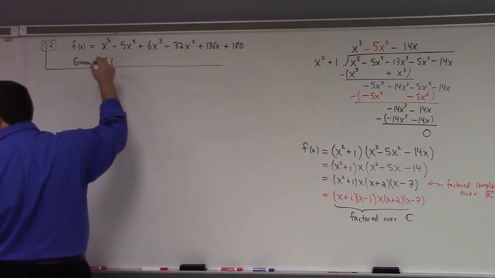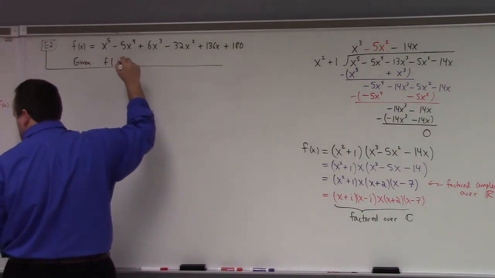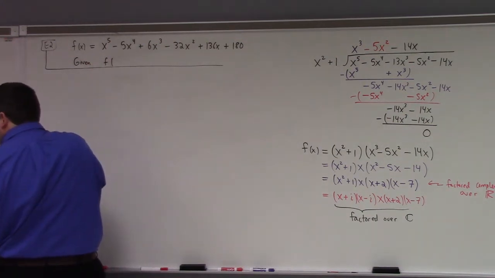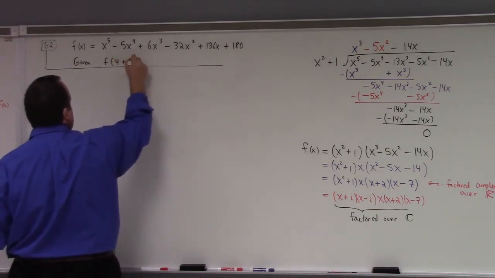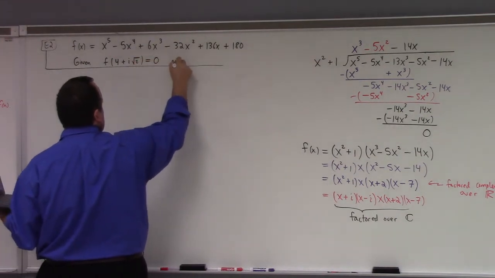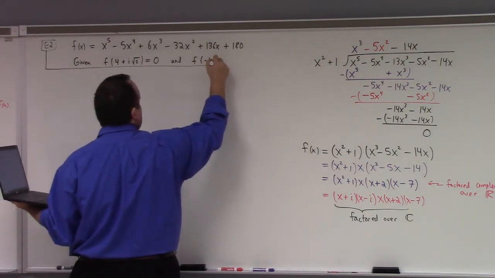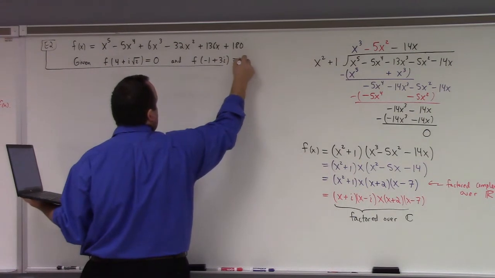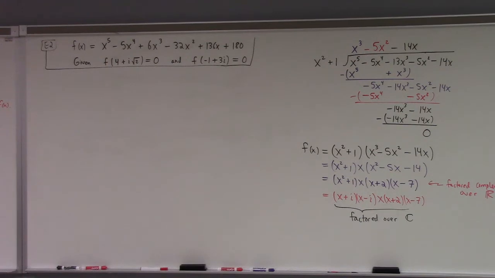And we're going to be given that f of 4 plus i root 2 is equal to 0, and f of minus 1 plus 3i is equal to 0. All right, and then the question is to factor f of x completely. Factor f of x completely over the reals.